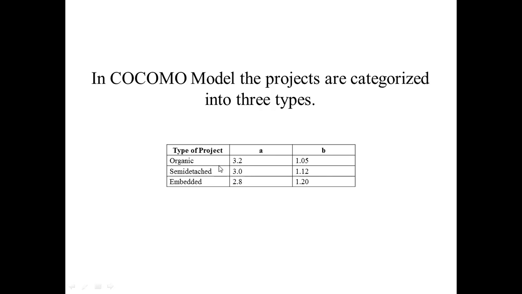Okay, so if the project is organic type, then you can choose A is equal to 3.2, B is equal to 1.05. Semi-detached type, then you can choose A is equal to 3.0, B is equal to 1.12. Similarly, for the embedded type, 2.8, 1.2. So you can choose the constants A and B directly from the table, and it will depend on the nature of the project. And there are only three types of project.